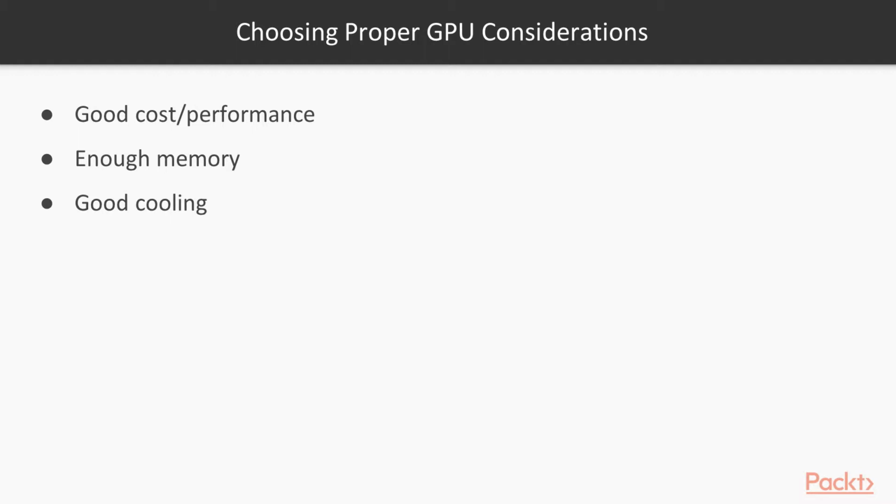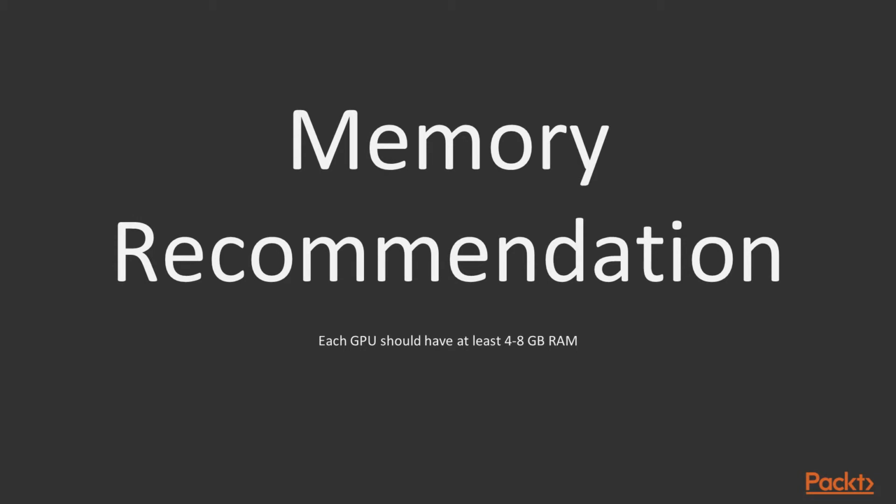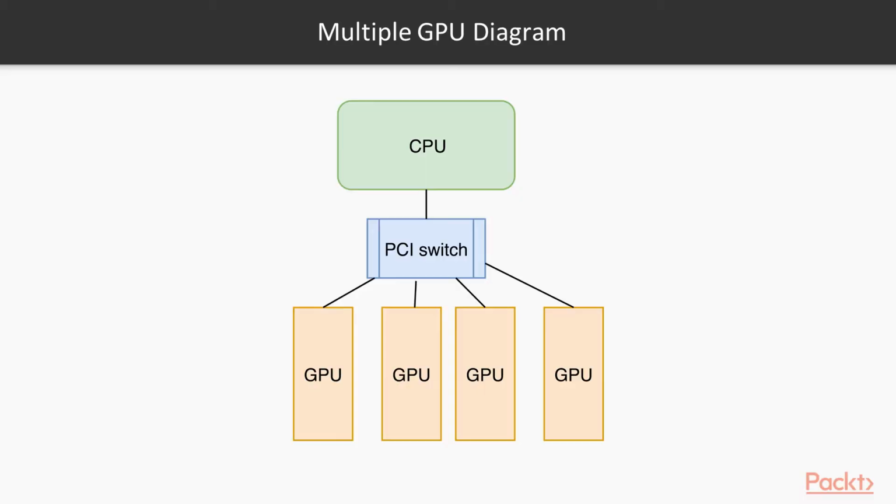GPU has enough memory. GPU graphic cards tend to have a lot of memory that is very fast and could be leveraged for our deep learning models. Also, it has good cooling. If you have a lot of GPUs that work 100% of the time, it is easier to cool them down than with the standard CPU approach. If you are building your cluster, the recommendation is that each GPU should have at least 4 to 8 GB of RAM.